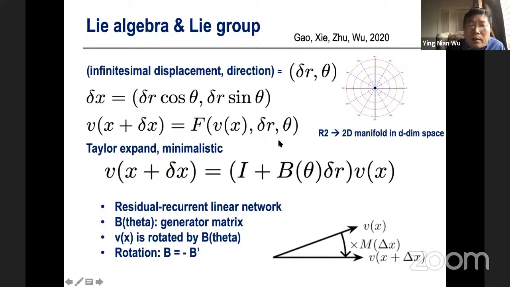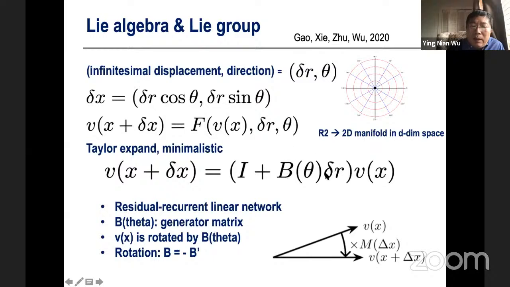And if you do a Taylor expansion, and if you assume a minimally simple model, the model is this form, so it's very much like a residual form of a recurrent linear network. So you have this identity, and then you make a small change. This is like a first derivative of this F. And if you assume it's linear, then this B matrix only depends on theta and is multiplied by delta R in the first order Taylor expansion for this delta R. Okay, so this is a minimally simple model.